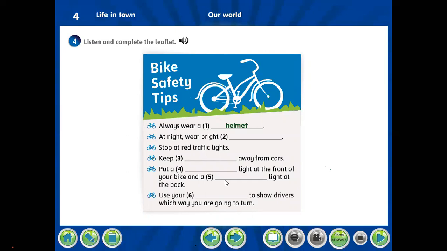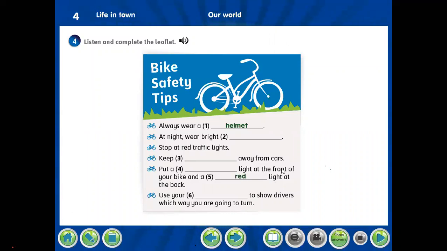Your bike and a green light at the back? Green light? No, it's not the green color. It's another color. Andres, please. What number? 5, teacher. Okay, what color? Red. Red, yes, they mentioned red. The red light is at the back of your bicycle.